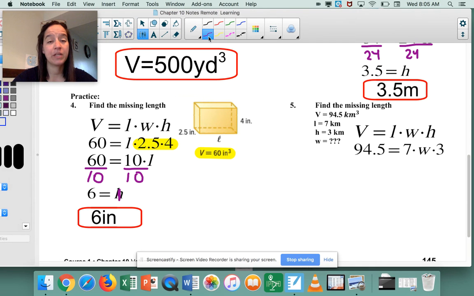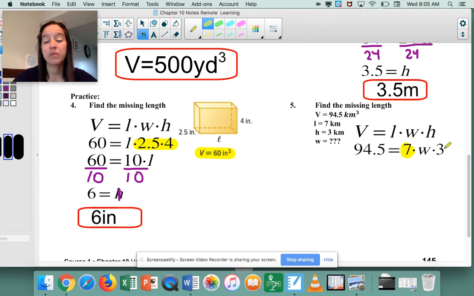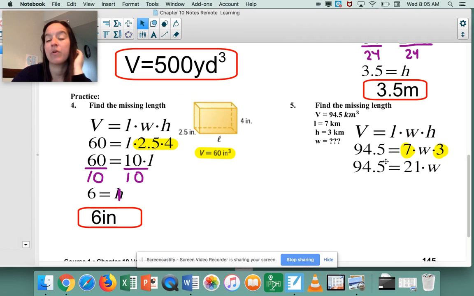Commutative property of multiplication allows me to multiply these two numbers together before doing anything else. It doesn't matter that one's on each side. I'm able to multiply them because it's all multiplication on that side. And so I can do it in any order I want. So I do. So I get 94.5 equals 21 times W.